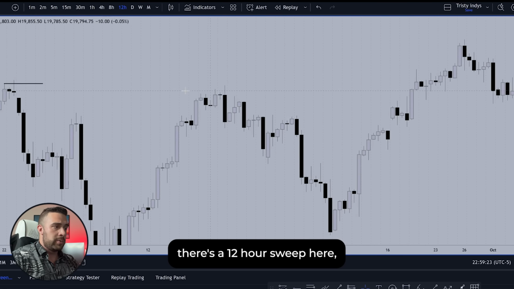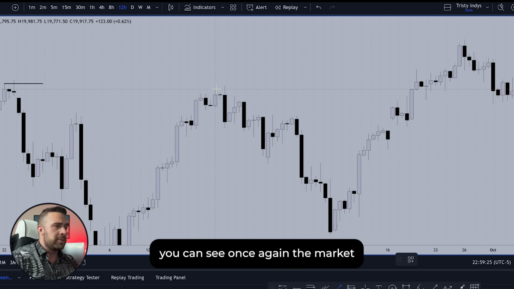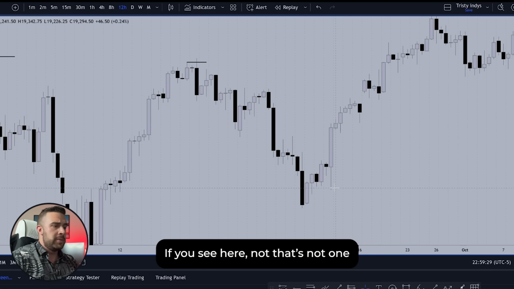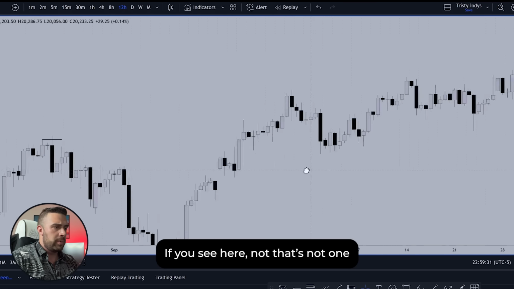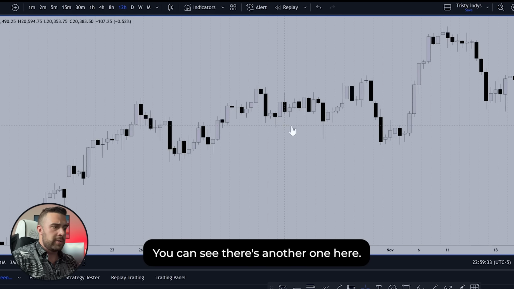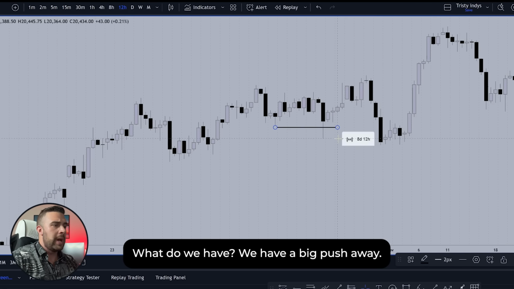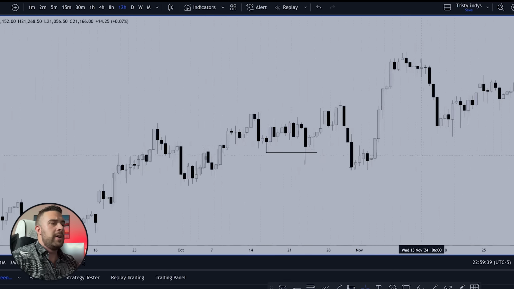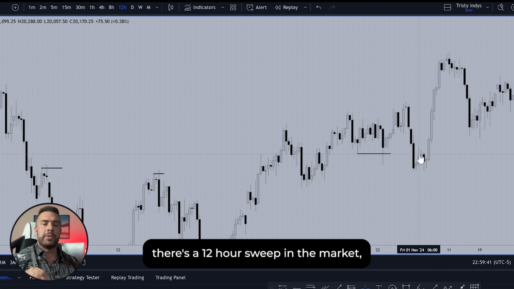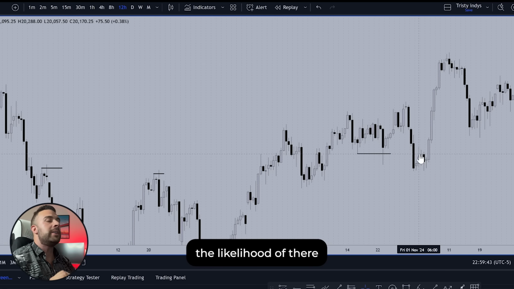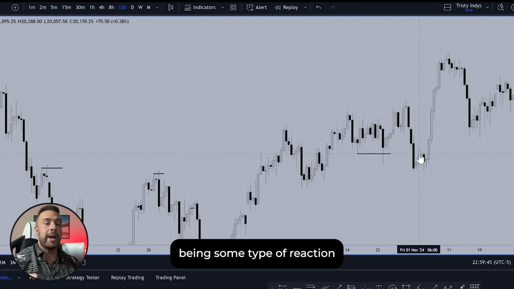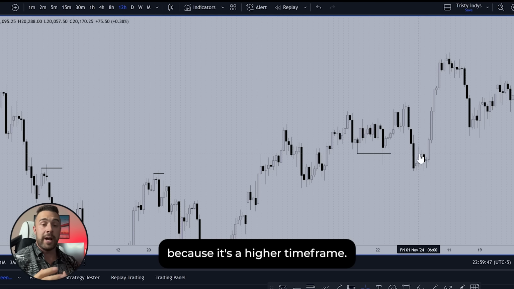But you see there's a 12-hour sweep here, and once again the market pushes away. If you see here, no, that's not one. You can see there's another one here. What do we have? We have a big push away. So every single time there's a 12-hour sweep in the market, the likelihood of there being some type of reaction is extremely high because it's a higher time frame.